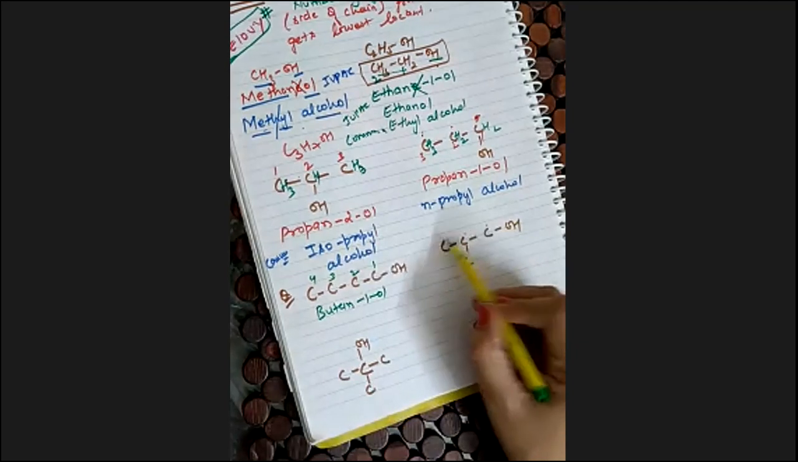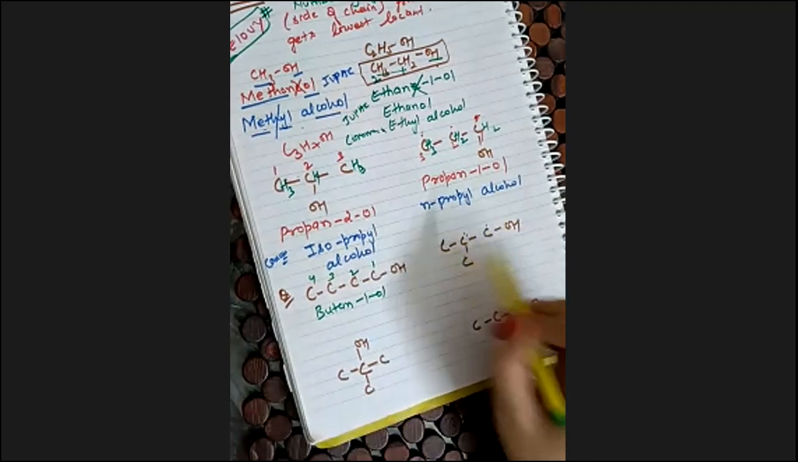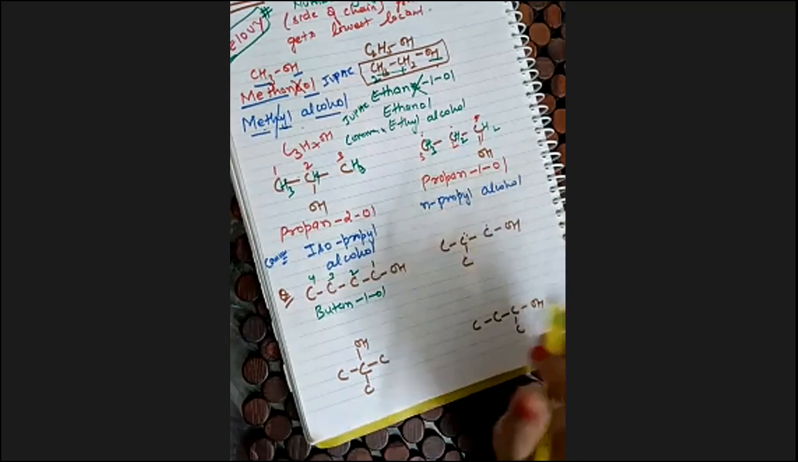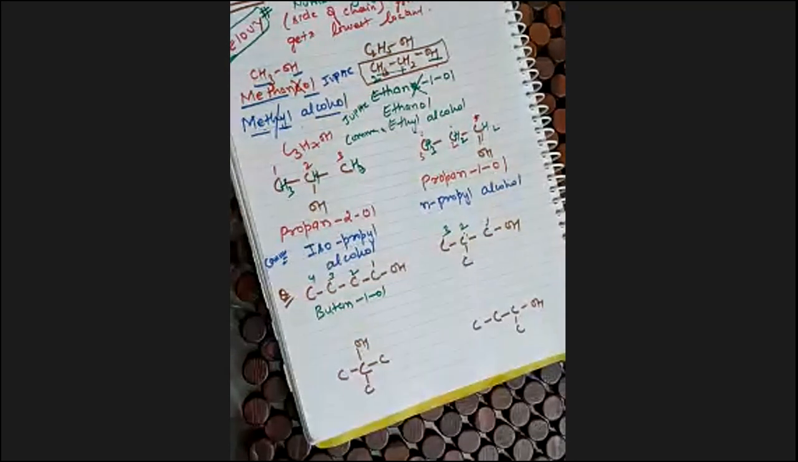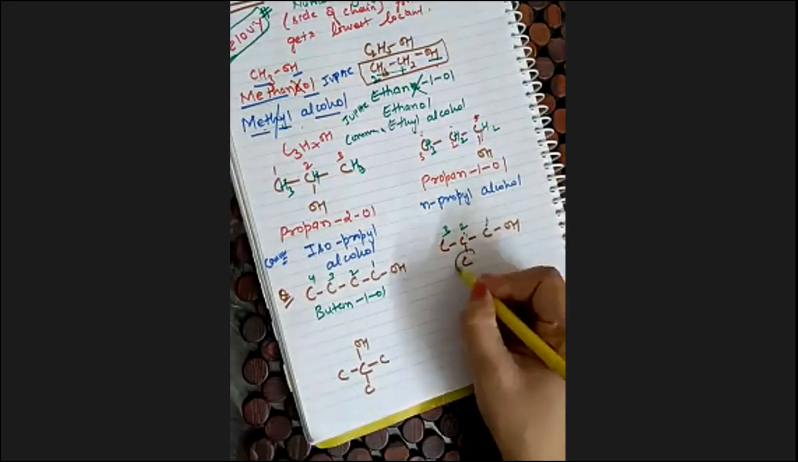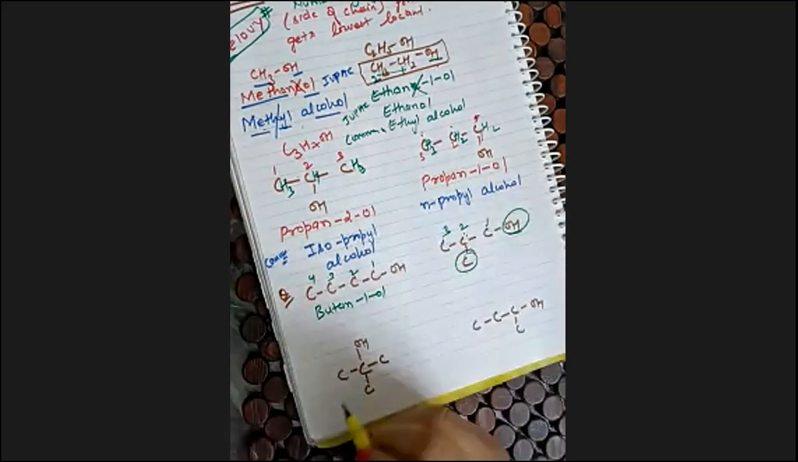So 1, 2, 3, 1, 2, 3. You can go this way or that way, or in all directions we have 3 carbons, so we'll go in a straight way. Clear? Straight way means on this we have a methyl group and an OH group.